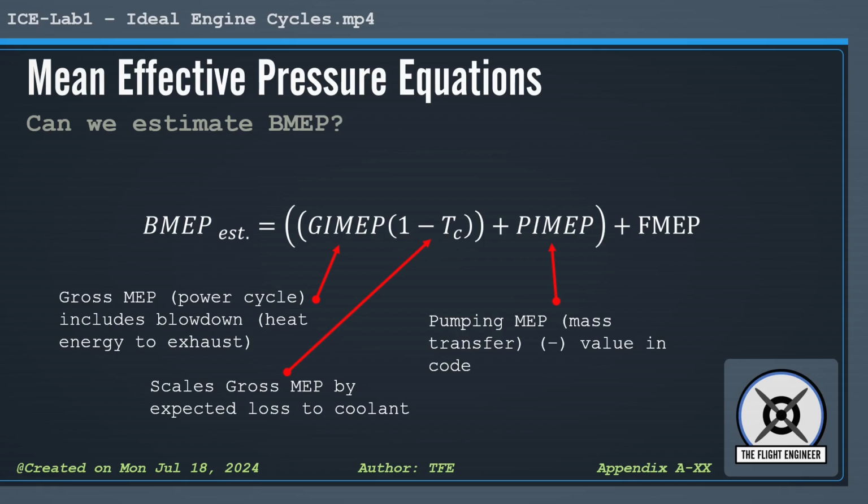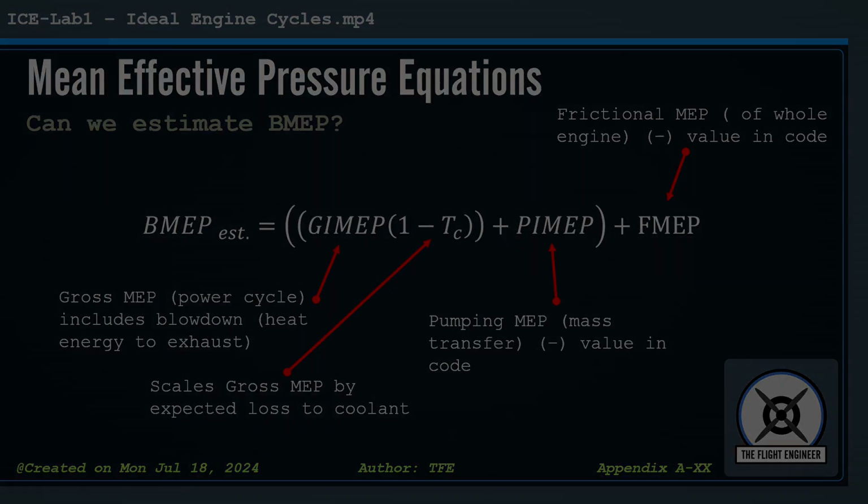Now, we just need to put on the friction term. I think this is about as close as we can get to a brake mean effective pressure estimate using the simple terms that we have here. We could go farther, but it would add a ton more complexity in the simulation.